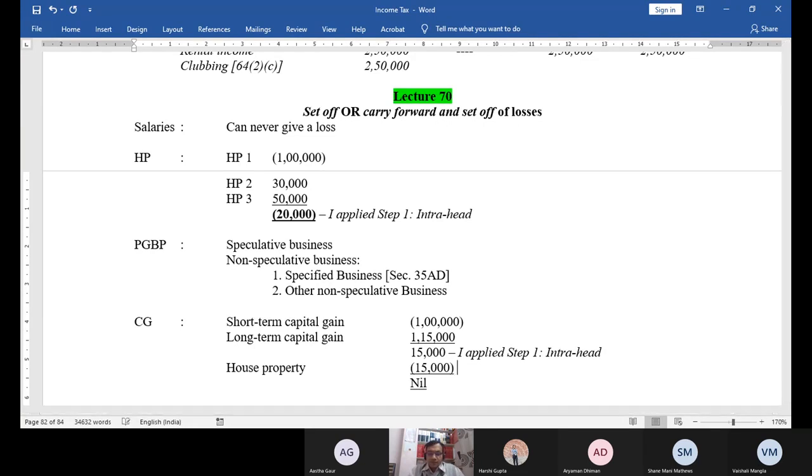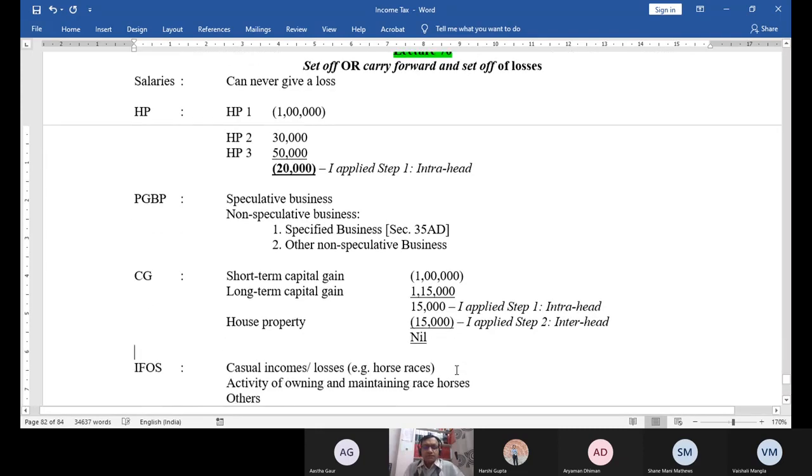Now I applied step 2, which is what? Inter-head. This is my step 2 application, that once your same head is exhausted and you don't have sufficient positive in the same head, no issue. You go to the next stage, inter-head, and try to adjust the negative of one head against the positive of another. But in my question, I had only 15,000 positive. So I have my step 3.